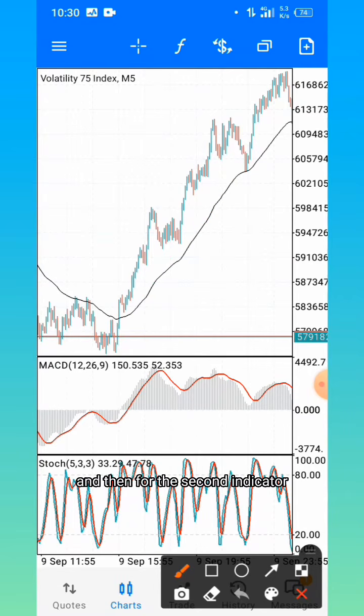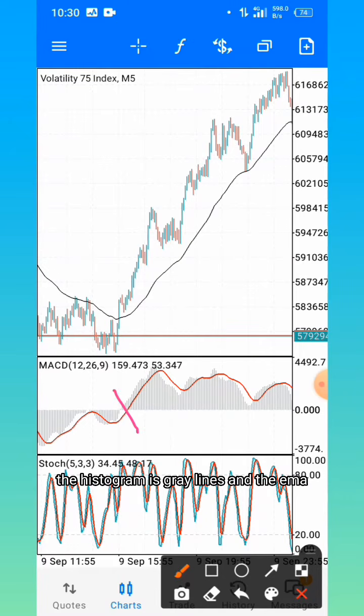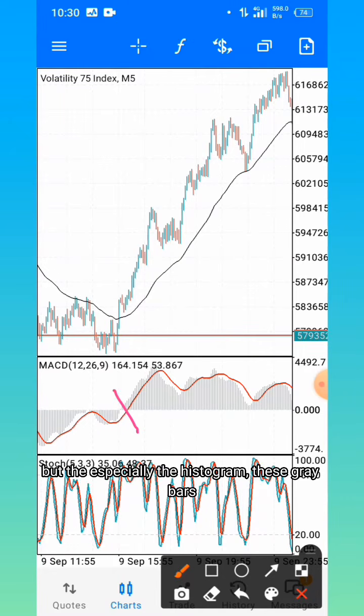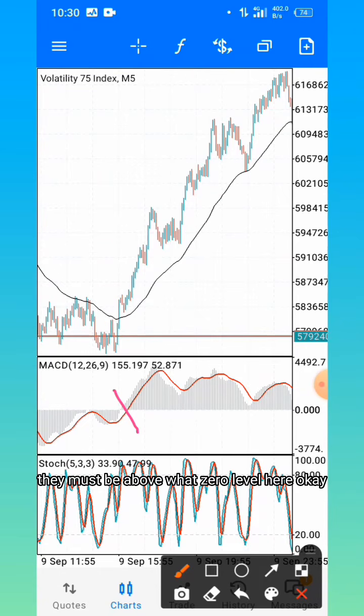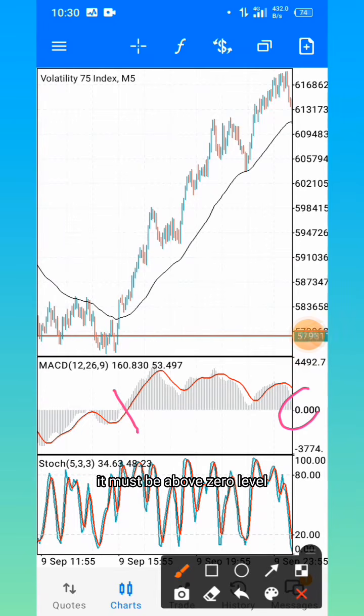And then for the second indicator, for a buy, I'm only talking about a buy in this instance. For the MACD indicator, the histogram, these gray lines, the EMA, but especially the histogram, the gray bars, they must be above the zero level here. They must be above the zero level right there.